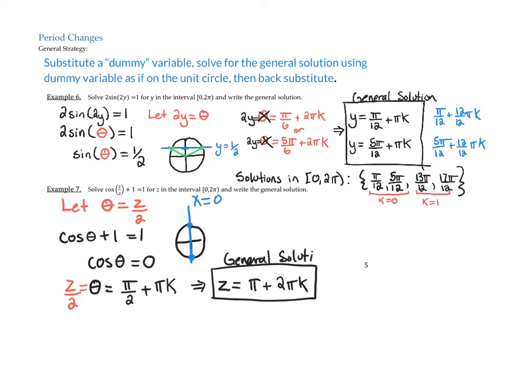Now to find an answer in 0 to 2 pi, so my solutions in the interval 0 to 2 pi, there were previously 2 answers when we were considering the unit circle. But this z over 2 is actually going to halve the number of answers that I'm going to get. And so my answer should only be the first angle, or pi, because you can see to find other angles, we are going to add multiples of 2 pi.